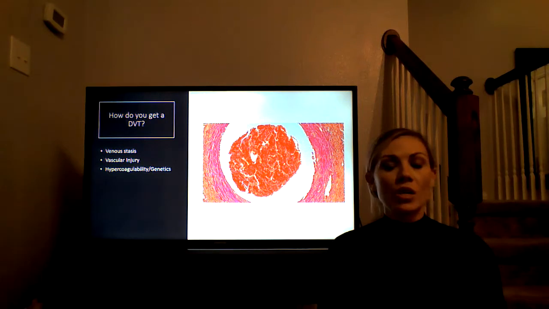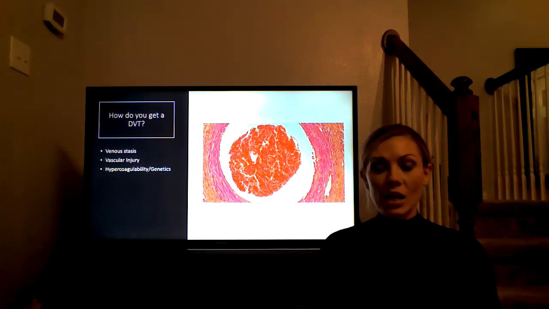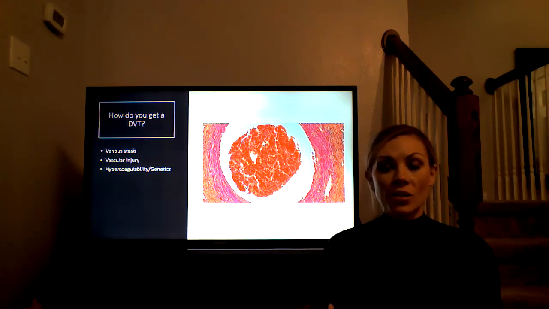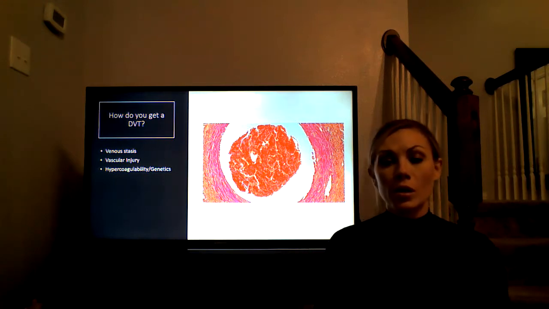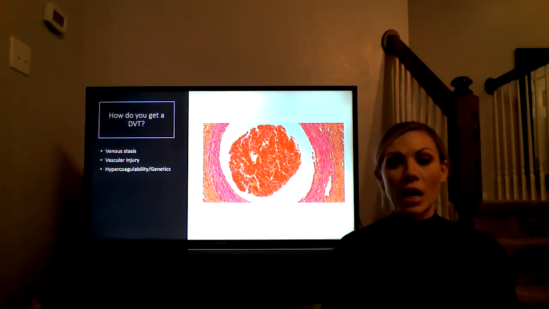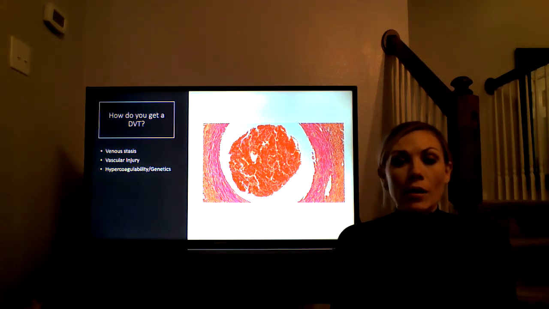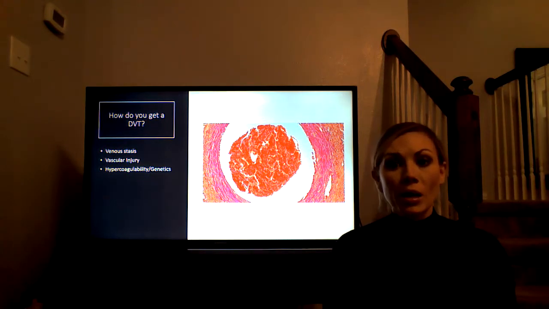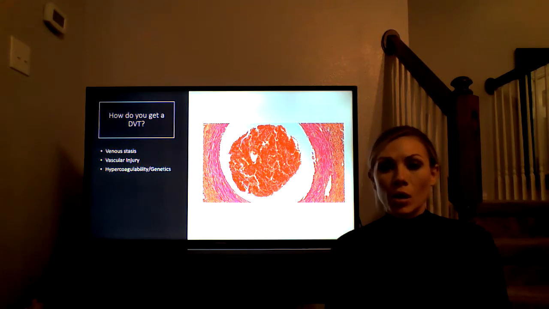The second is injury. Anytime you have any kind of trauma, surgery, or any kind of change in the vasculature, that can cause an issue. And then some people are just more prone through genetics or hypercoagulability. So in conditions with factor 5, factor 8, Von Willebrand's, and then comorbidities such as obesity, diabetes, when women are pregnant, smoking, taking birth control. So you can just be prone to having more clots present.